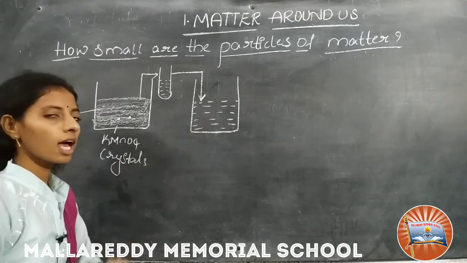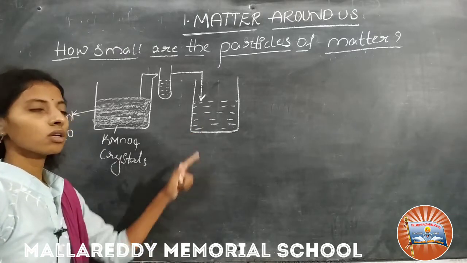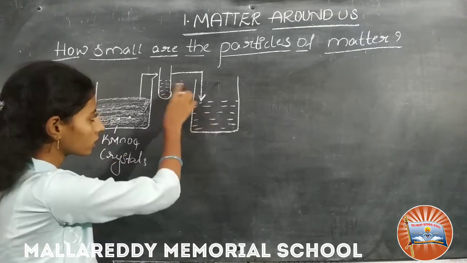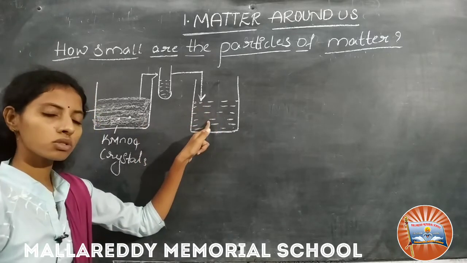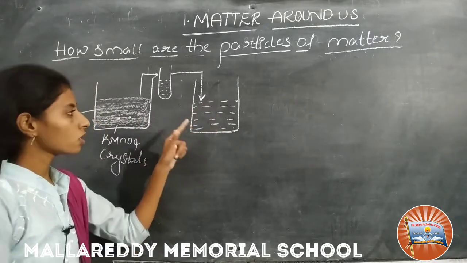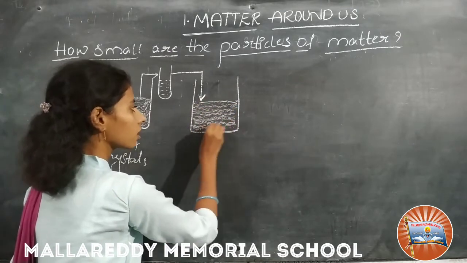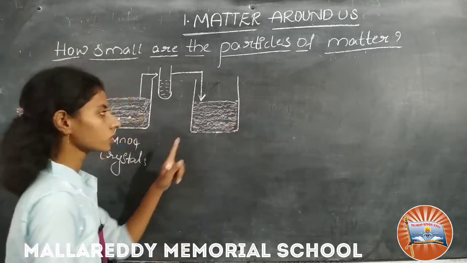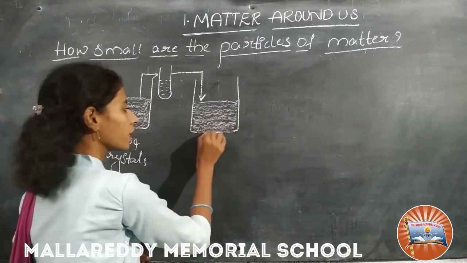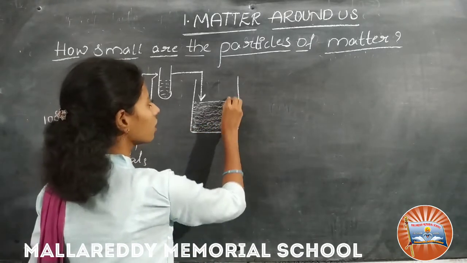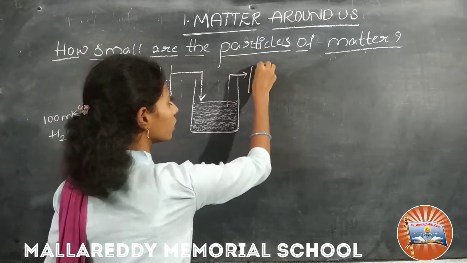What will happen here? This is 90 ml of water and we are adding 10 ml, so total 100 ml of water. This solution turns into pink color again. Now from this beaker again we have to take 10 ml of water into a test tube.